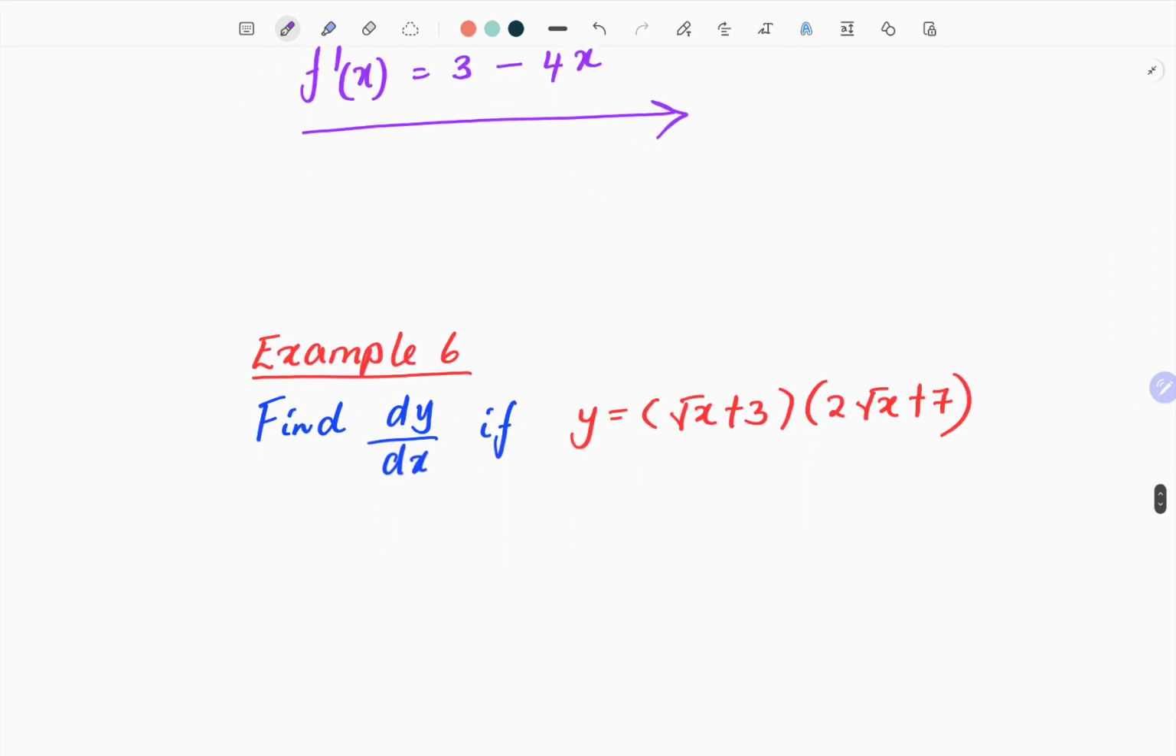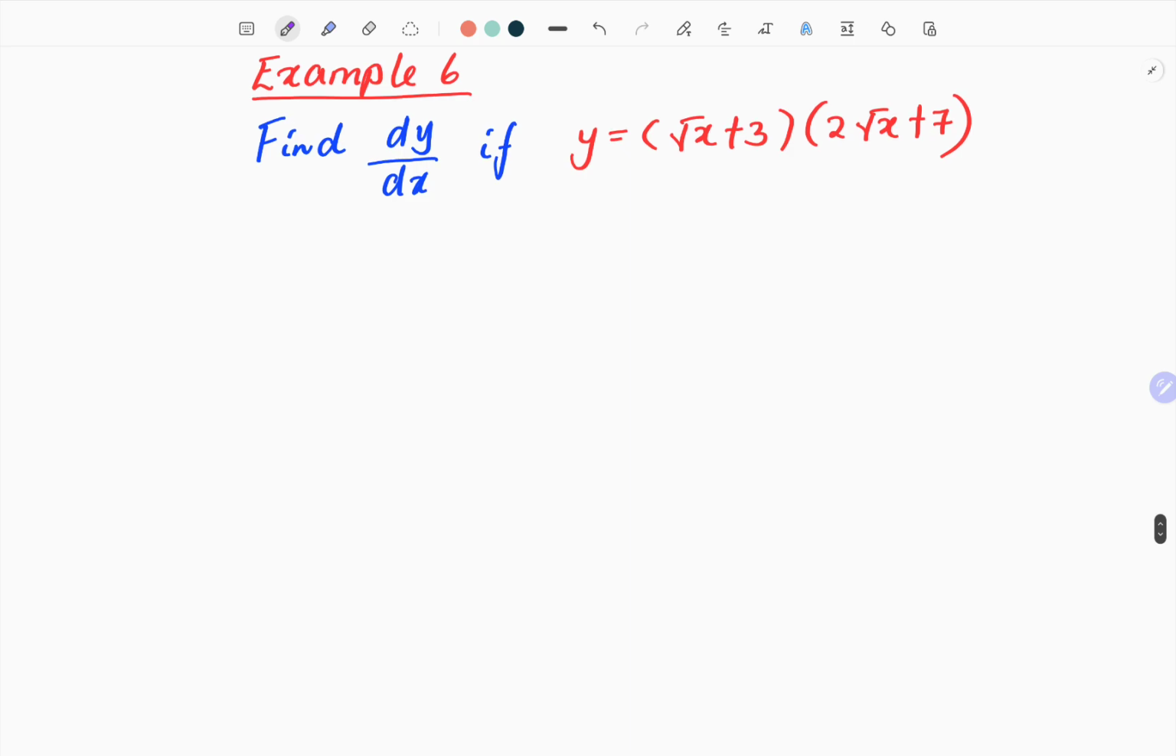Then moving on to the last example. Find dy/dx if y is equal to the bracket square root of x plus 3, bracket 2 root x plus 7. To determine the derivative of this, you don't want to differentiate when it's inside the bracket like that. So you have to multiply out the brackets, and that will be 2x plus 7 root x plus 6 root x plus 21.